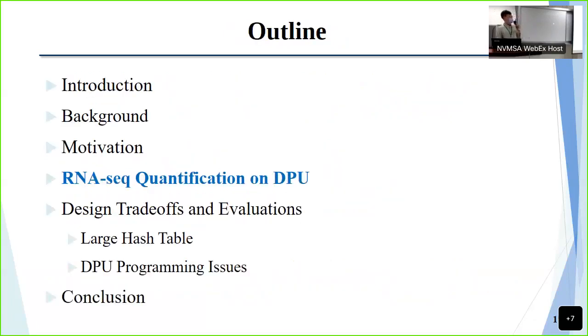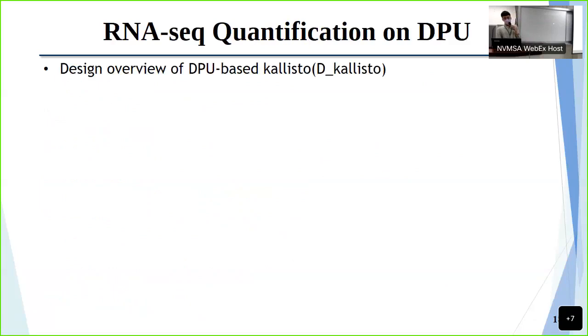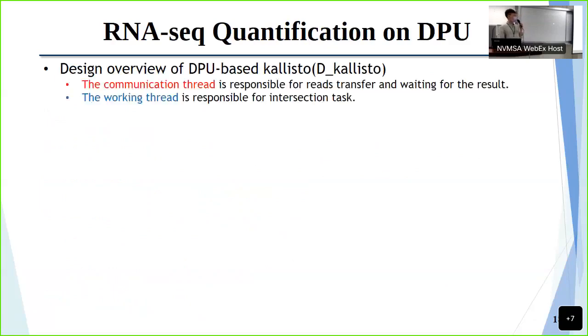Next, we'll move on to the implementation of our work. In this slide, I'm going to show you our implementation of DPU-based Kallisto. In the host, there are 2 threads. The first one is the communication thread, which is responsible for read transfer and result transfer. The other one is the working thread, which is responsible for the intersection task. The reason we allocate 2 different threads in the host is that we want to reduce the idle time in both the DPU and CPU, and we want the DPU and CPU to work concurrently.